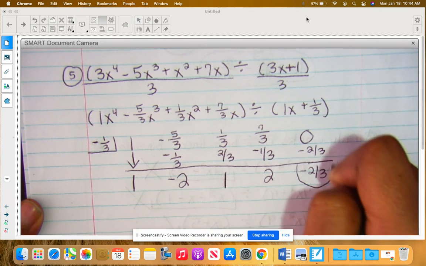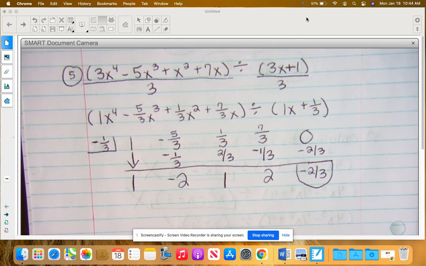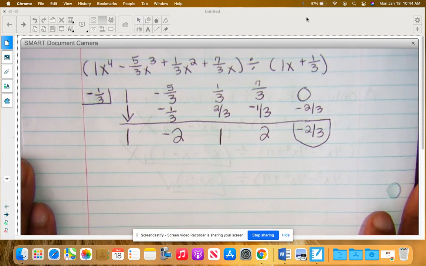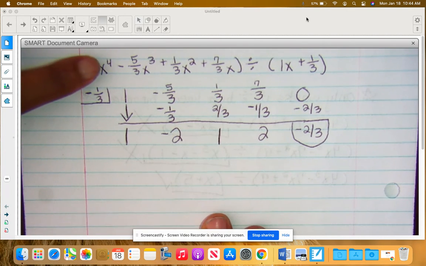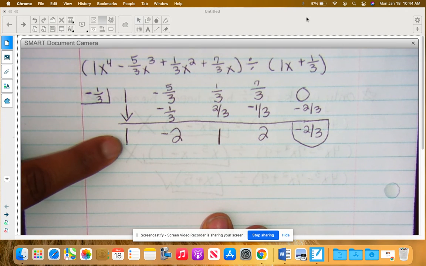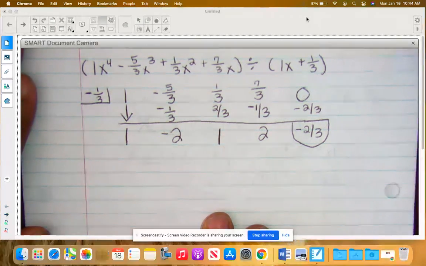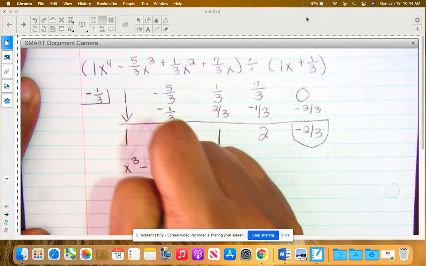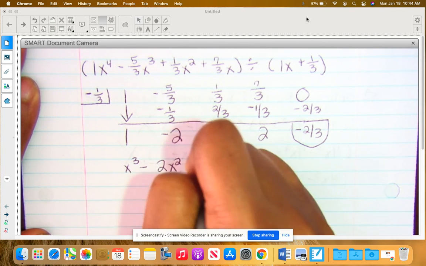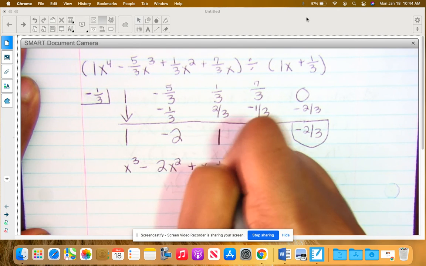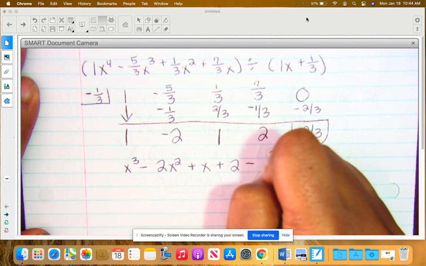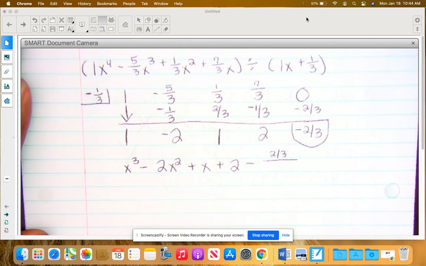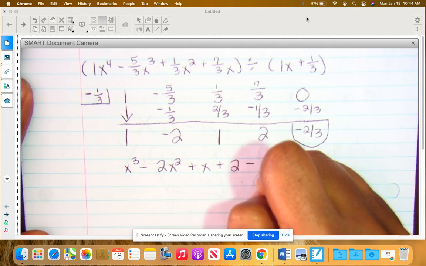And the last number, as always, is our remainder. So you write your answer 1 degree below where we started from. So this problem started x to the 4th, so my answer is going to start x to the 3rd. So my answer is going to be x to the 3rd minus 2x squared plus x plus 2. And my remainder is 2/3. And write that over your divisor, which in this case is x plus 1/3.